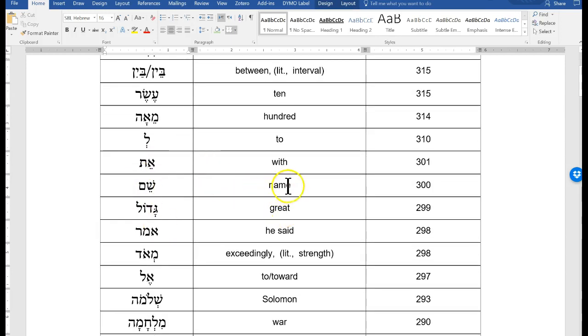Shame is name. We're familiar with Shem, Noah's son. His name means name, so shame. Gadol is great. Amar is he said. Me'od is exceedingly, or if it's a noun, it means strength. El is to or toward. Shelemo is Solomon.